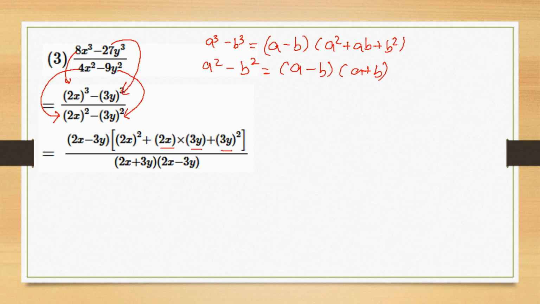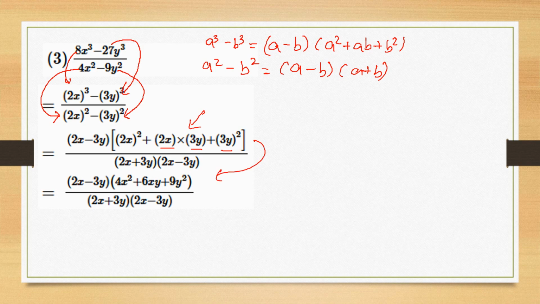And the denominator will use a squared minus b squared formula. So that becomes 2x plus 3y into 2x minus 3y. So if you see, we'll just simplify this part here. So this becomes 4x squared plus 2x into 3y will give you 6xy plus 9y squared. Now if you see, this 2x minus 3y and this 2x minus 3y will get cancelled. And you are left with 4x squared plus 6xy plus 9y squared upon 2x plus 3y. So this is my solution.